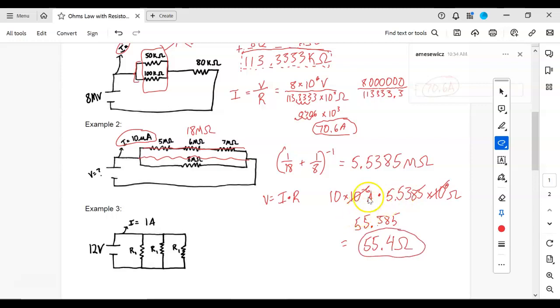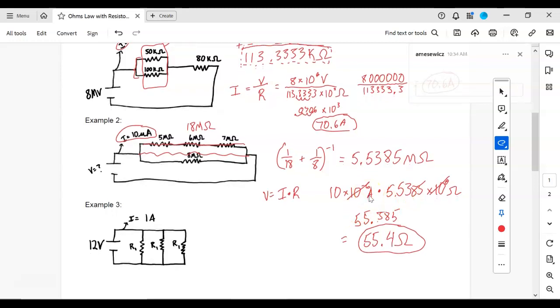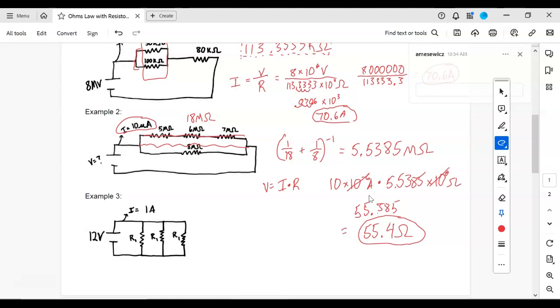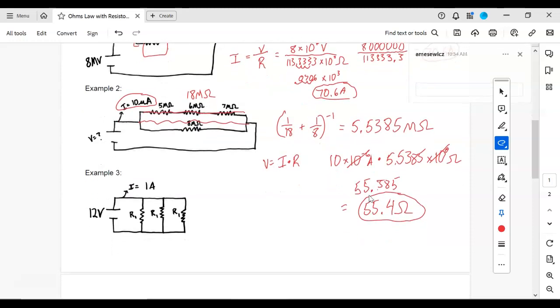Okay, not too bad. Just had to remember that if they're in parallel, you have to add 1 over. If they're in series, you just add them straight up.